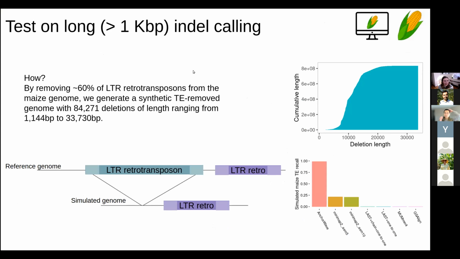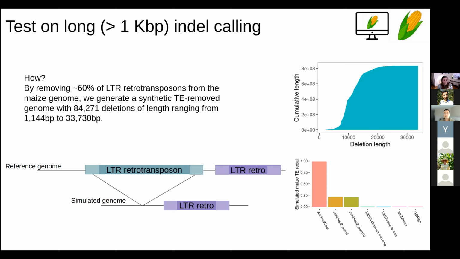Okay, so we were interested in testing AnchorWave on genomes other than Arabidopsis, especially because the Arabidopsis genome is a rather small plant genome and also doesn't have that many transposable elements. So we wanted to think about ways to test AnchorWave for the goal of identifying presence and absence of indels generated by transposable elements. We did this using a simulated maize genome, where we removed about 60% of all of the LTR retrotransposons from the B73 genome.